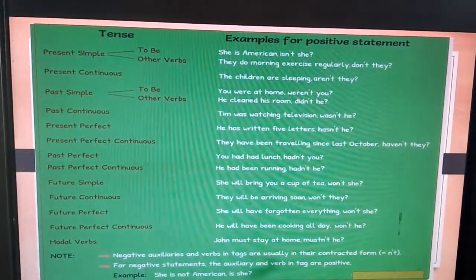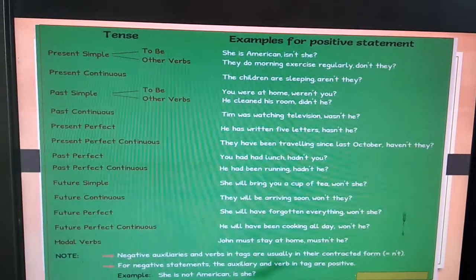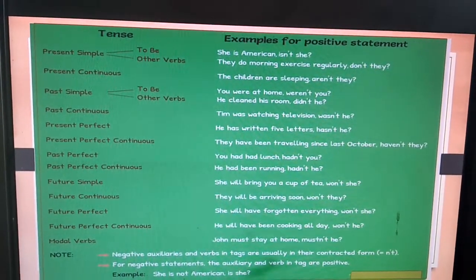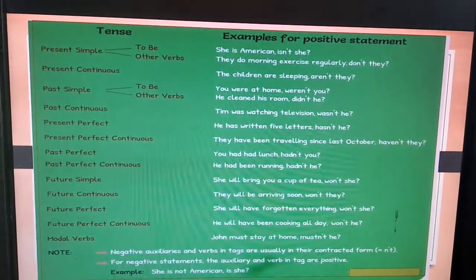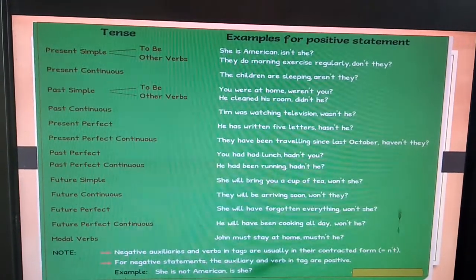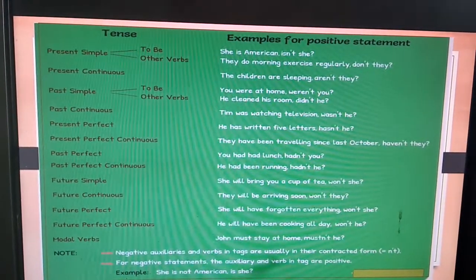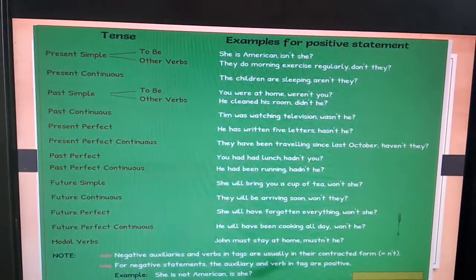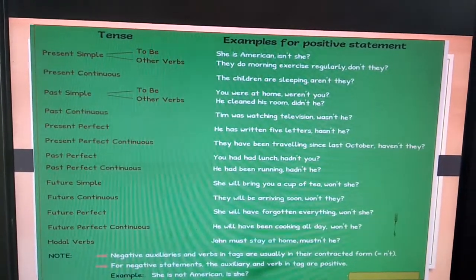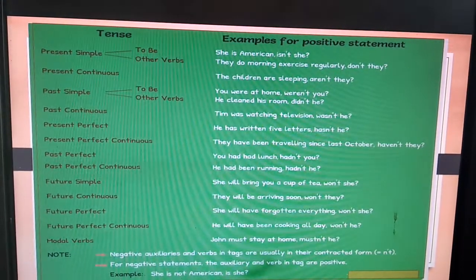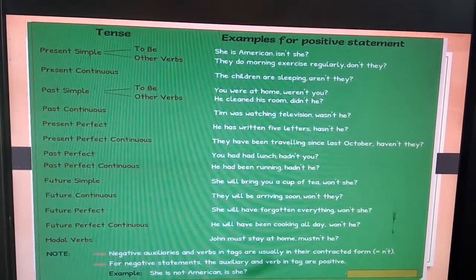The negative. Don't they. Present continuous. The children are sleeping, aren't they? Because are is already used in the statement. So we can use the same in the question tag. Simple past. Again to be plus other verbs. The sentence of to be, you were at home, weren't you? And other verbs, he cleaned his room, didn't he? Clean, that is the V2 form of the verb clean.